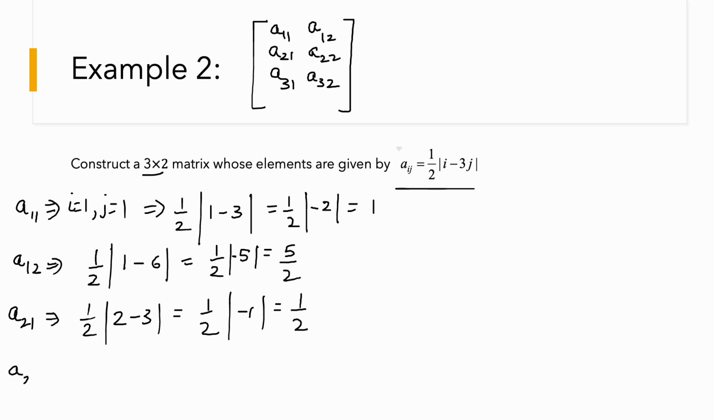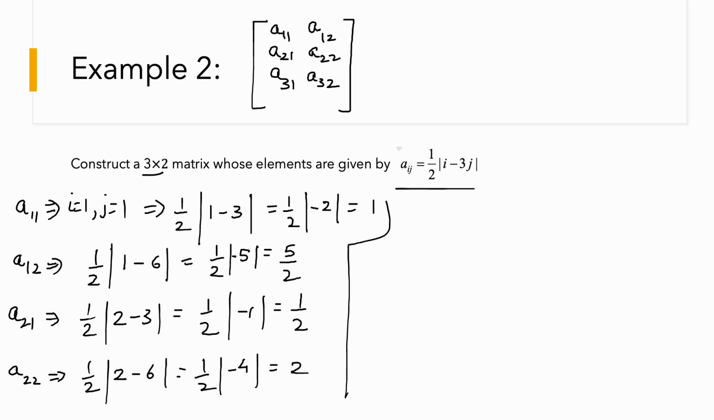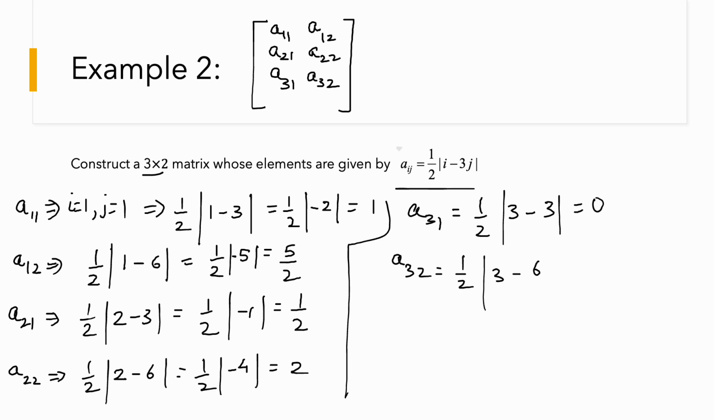And then a22: i is 2 and j is also 2, so that is going to be half of mod of negative 4, which is nothing but 2 only. And then I can take the a31 element, which is half mod of 3 minus 3, which is nothing but 0, and the a32 element, which is half of 3 minus 6, which is negative 3 by 2 or just 3 by 2, right? So I have got all the elements using this particular formula given to me.